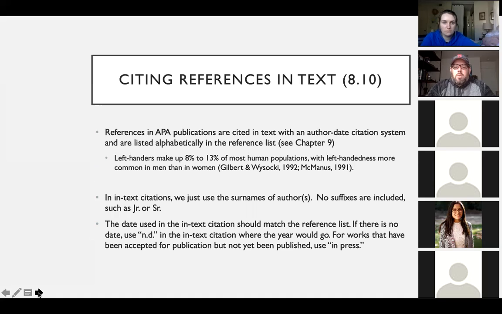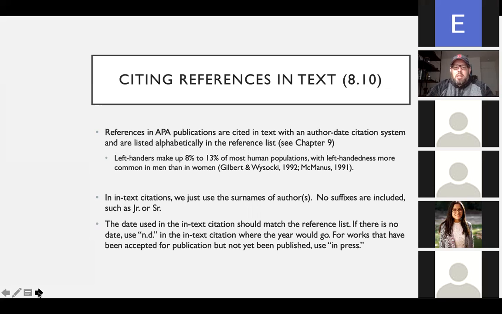In terms of citing references in your text, references in APA publications are cited in text, again, with that author-date citation system. And in a reference list, they're listed alphabetically. So left-handers make up 8% to 13% of most human populations, with left-handedness more common in men than in women. So both Gilbert and Wysocki from their article in 1992 and McManus from 1991 both found that similar information.